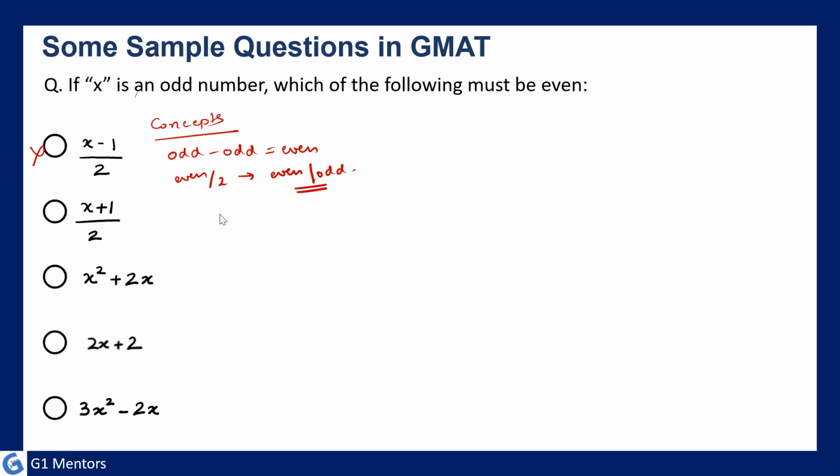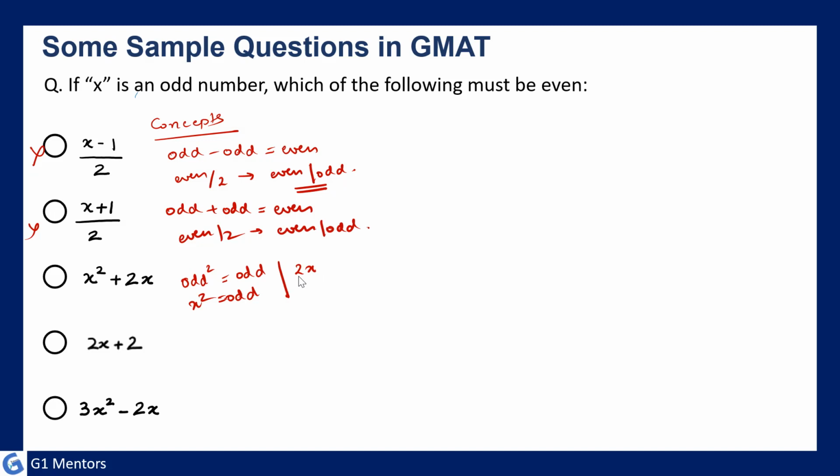Now let's see the second choice. If x is an odd number, we add an odd number to an odd number. So the result is always an even number. Again, an even number divided by 2 may result in an even number or an odd number. So this is also not correct. Let's see the third one. x is an odd number. If we square the odd number, it is always an odd number. So x square is also an odd number.